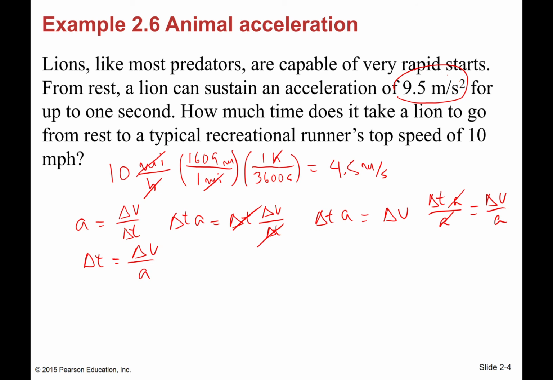So now I can plug in the numbers. Delta v is 4.5 meters per second minus 0, because we start from 0, divided by the acceleration, which is 9.5 meters per second squared. And then I can do the math here, and I get that this is 0.47 seconds. So that is the time that it takes for a lion to reach the speed of a recreational runner, which is 4.5 meters per second. Thank you.